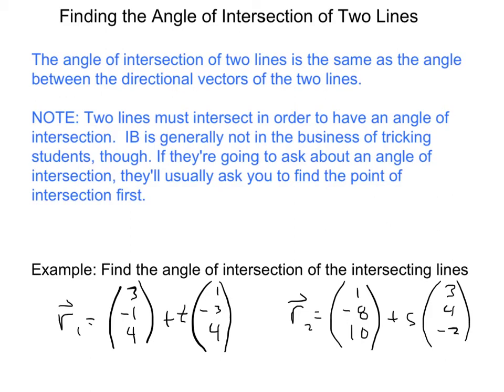So I'm hoping to keep this video really quick. This is about finding the angle of intersection between two lines. The idea is, if you want the angle of intersection between two lines, it's going to be the same as the angle between the directional vectors of those two lines.